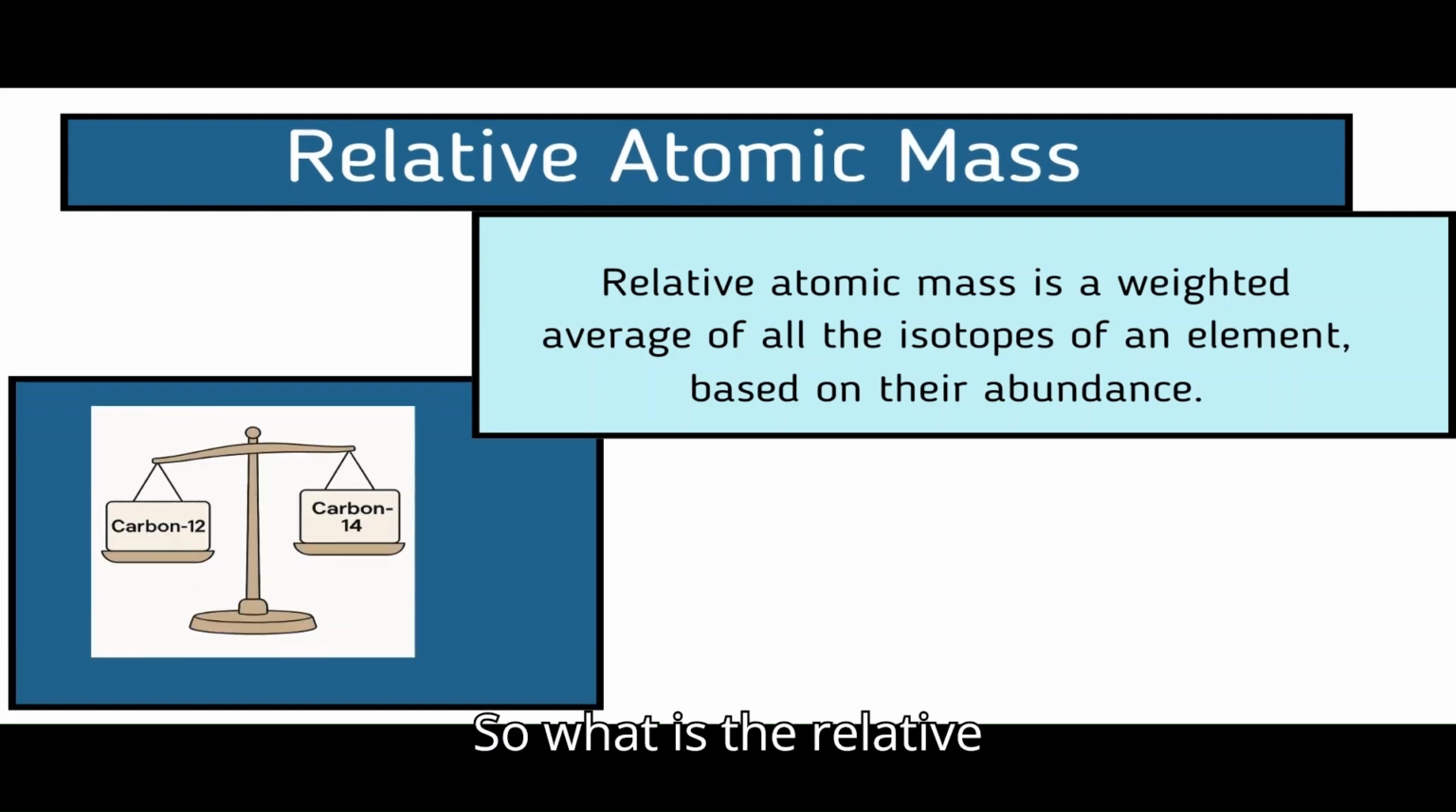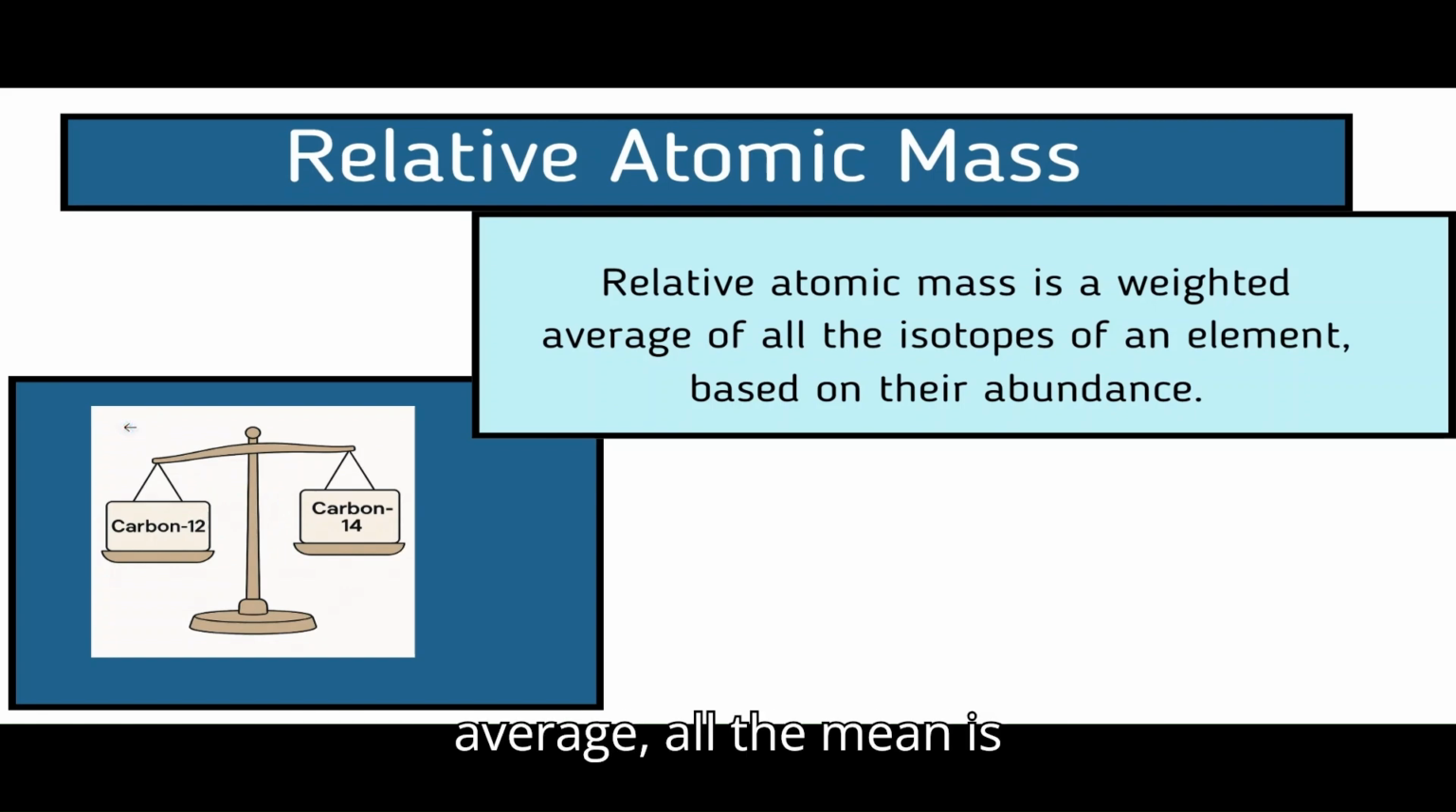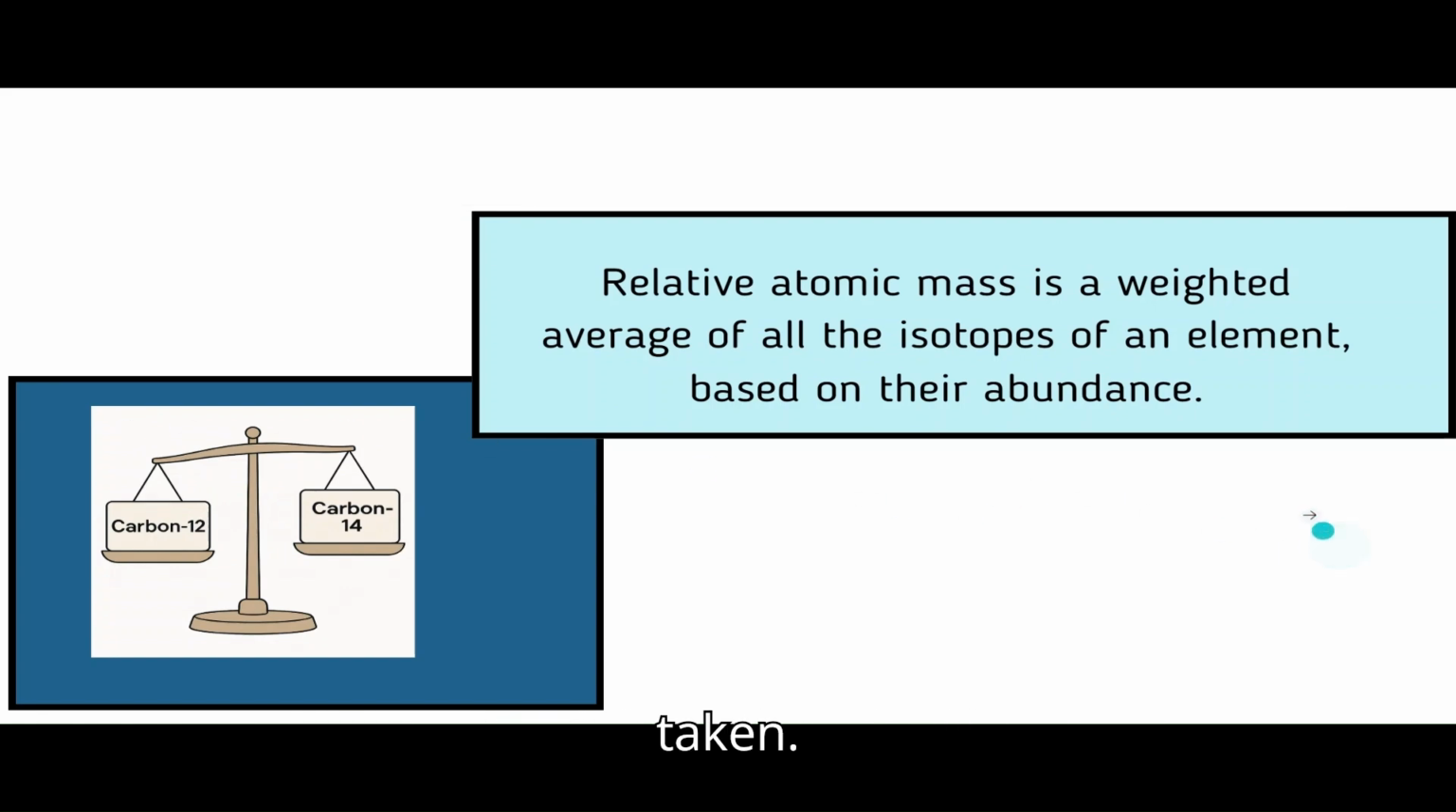So what is the relative atomic mass? The relative atomic mass is a weighted average of all the isotopes of an element based on their abundance, how much there is of that specific isotope. So here they are weighted, and then the average or the mean is taken.